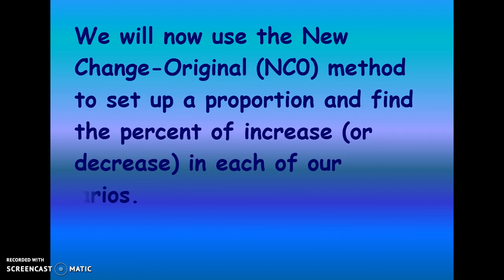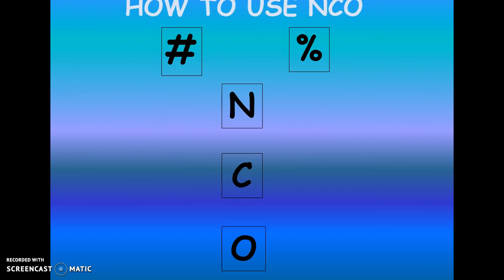Now what we're going to actually do is figure out the percent of increase or decrease using a method called new change original. You will hear me refer to it as NCO, but don't forget that the N stands for new, the C stands for change, and the O stands for original. Before we begin doing any calculations, let's think about how we're going to use this template that will be provided for you. You will see this NCO template in each of your scenarios as we go through it.